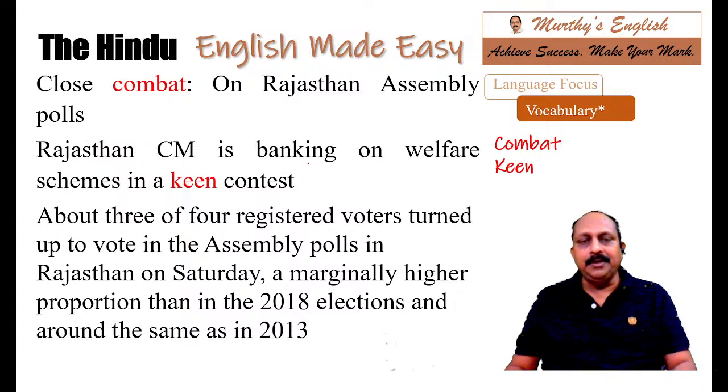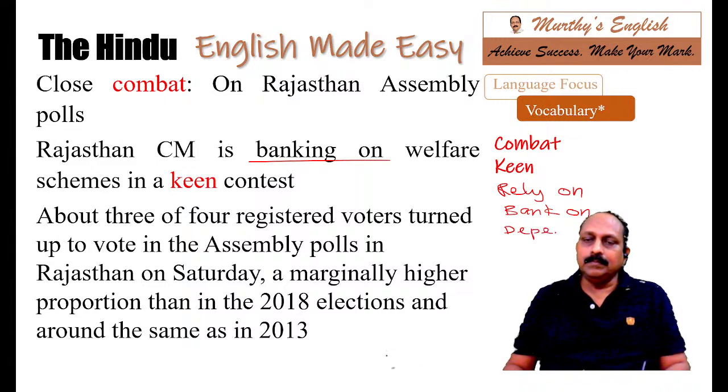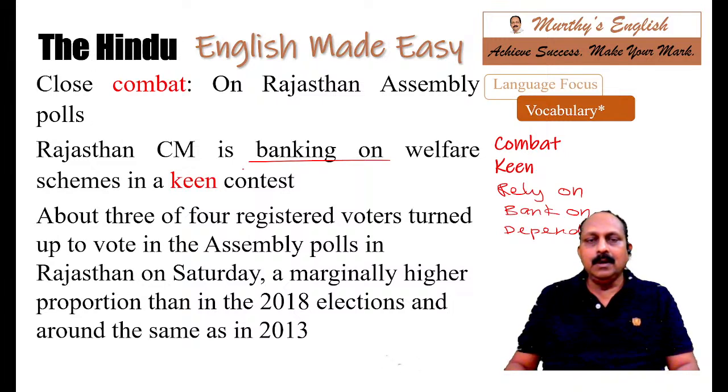Rajasthan CM is banking on, you all should know this, we have already got it many a time. You have to think of a few phrasal verbs: rely on, bank on, depend on. All these are important, you have to remember. Rajasthan CM is banking on welfare schemes in a keen contest. Again, keen has two or three meanings.